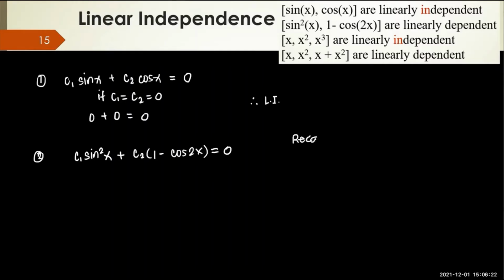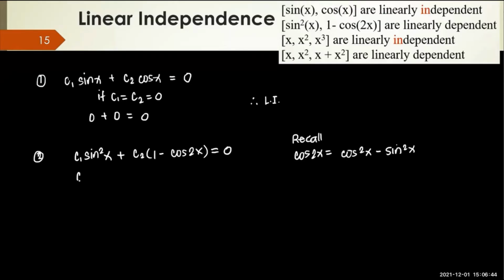Recall. What is cosine 2x, guys? Isn't cosine 2x cosine squared x minus sine squared x? Am I correct in here?